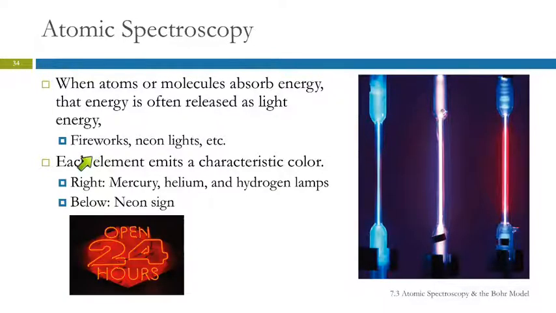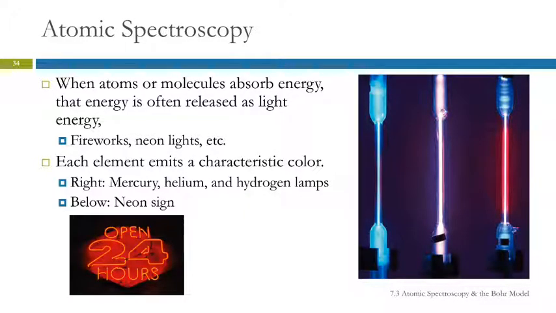Fireworks are an example of atoms being excited and emitting light energy. Neon lights, such as this one, that is actually neon gas, which is being excited by an electric potential, and then it emits that energy as light. And we're actually going to see a neon tube today.